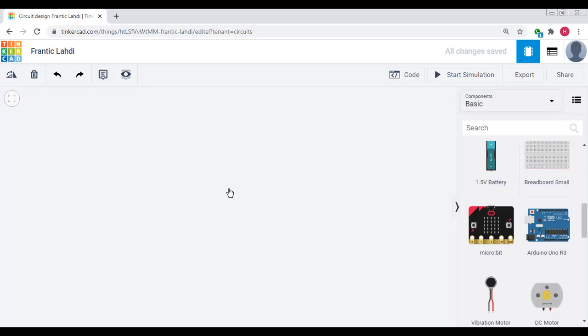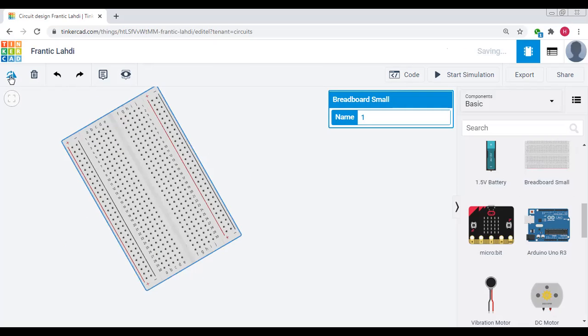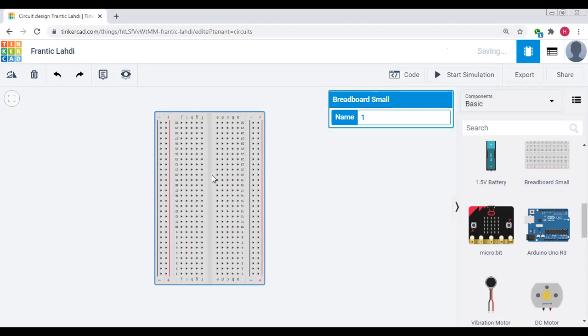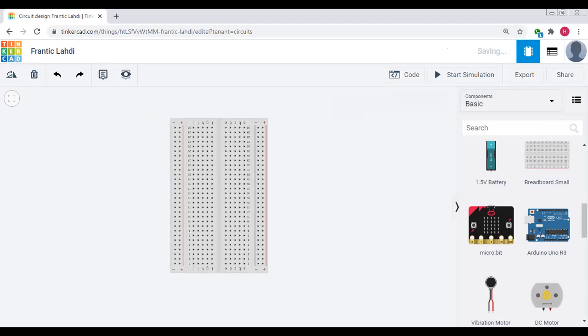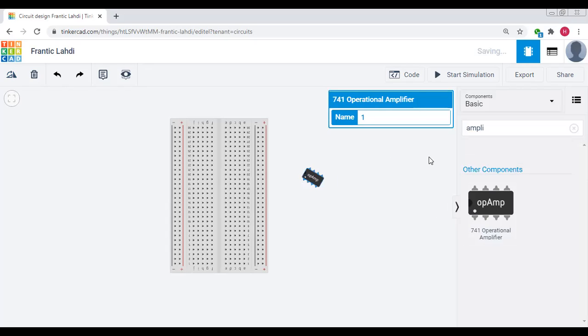From the right side component library, we choose a breadboard. Here we know the use of that breadboard: the breadboard is used for designing the circuit. By rotating this we arrange it. Now in the search bar I search for the amplifier. By searching for the amplifier, we get the operational amplifier 741 IC. So rotate this and place this IC onto this side.